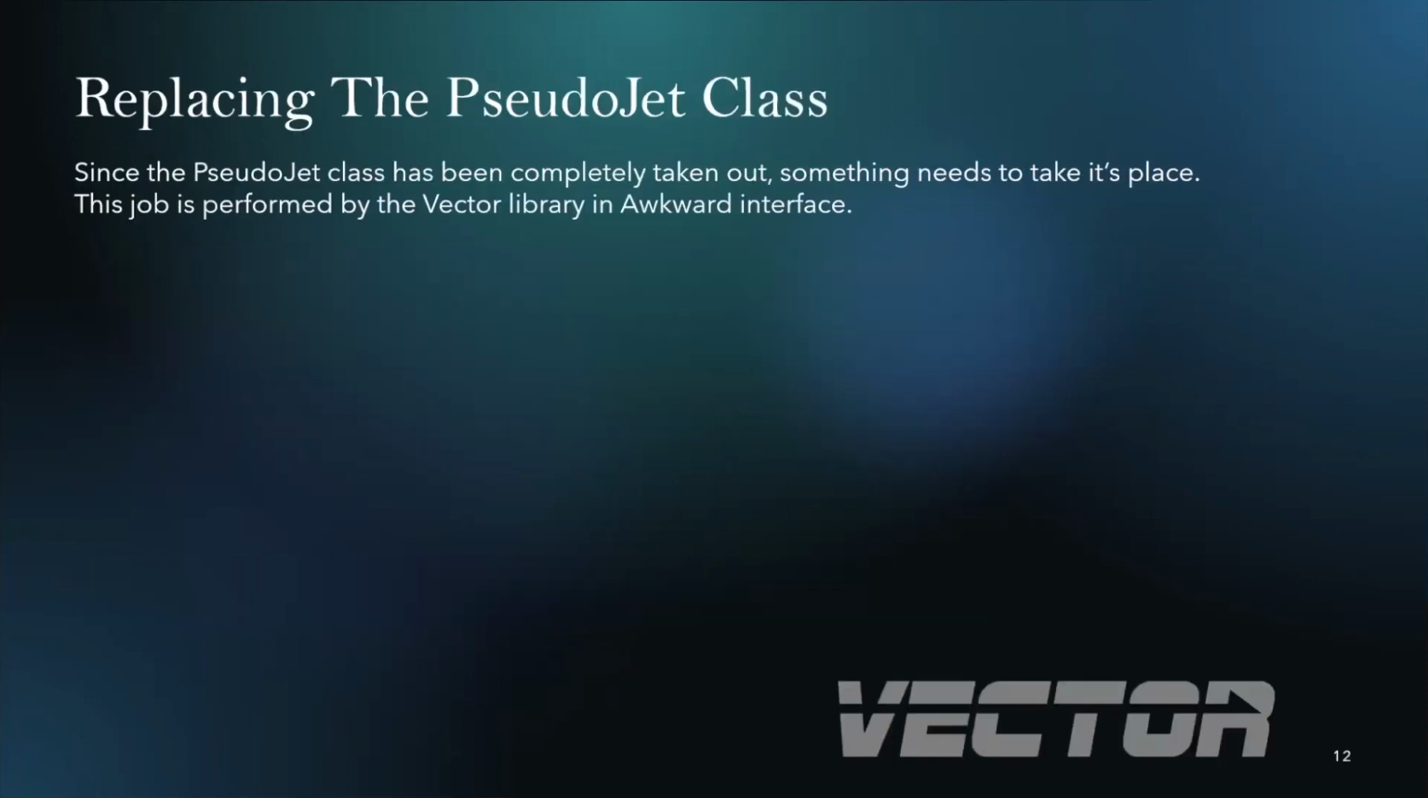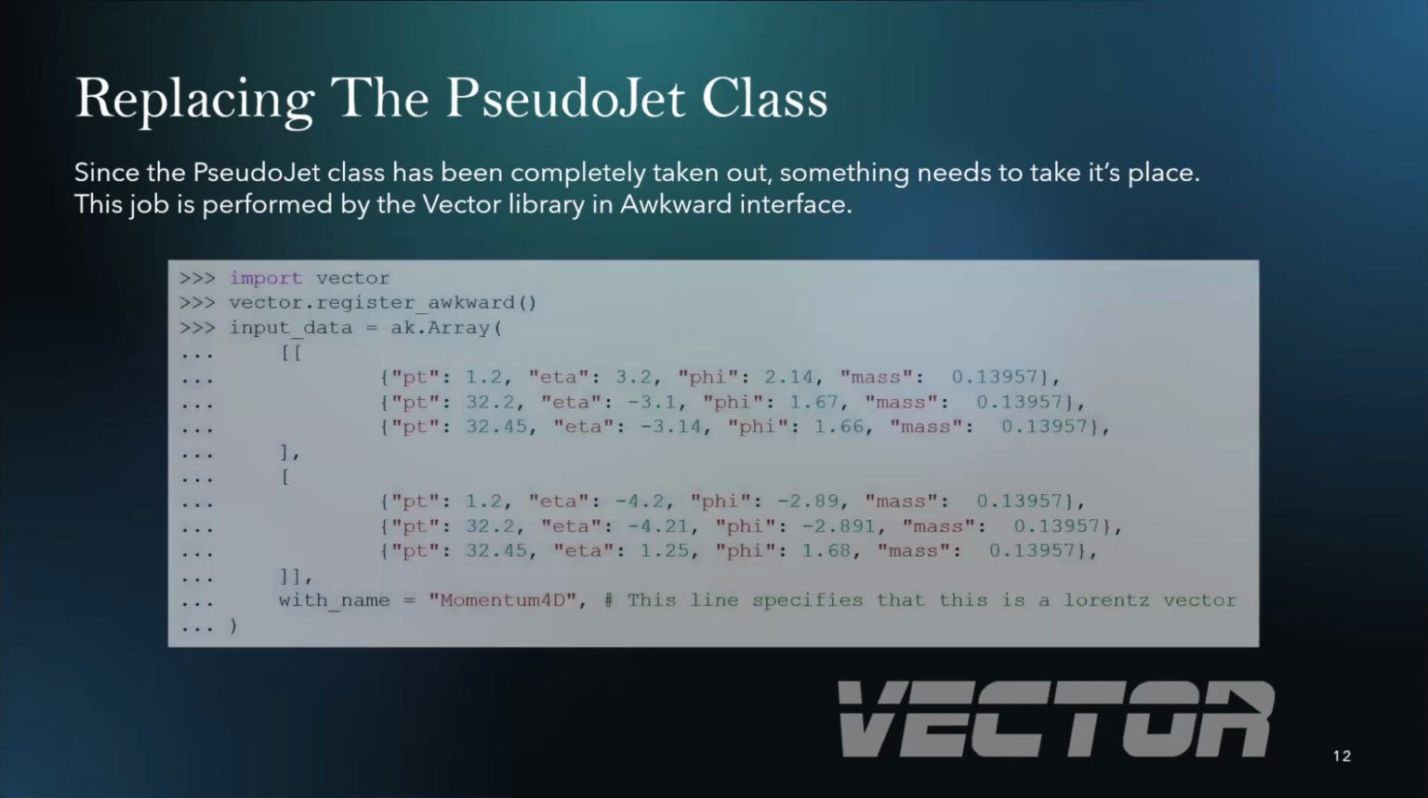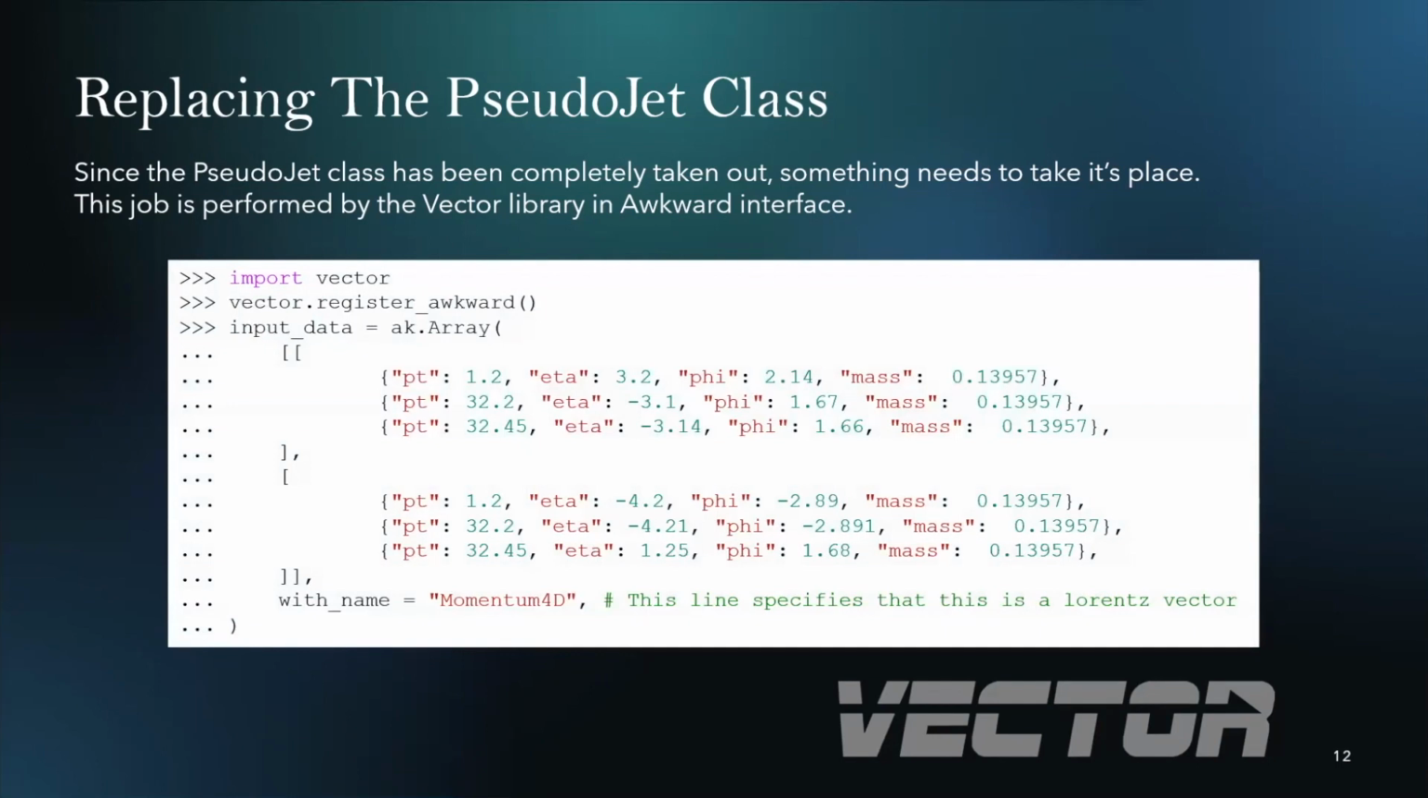So another thing that you might have noticed is that we did away with the pseudojet class. It's not really there, and something has to take its place in the awkward interface. That job will be done by the vector library. And using the vector library is really easy. All you have to do is just import vector, and then you do a register awkward, which registers globally all your awkward arrays. And then you give your awkward arrays the name momentum 4D.